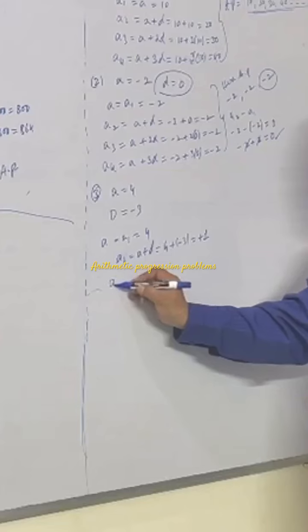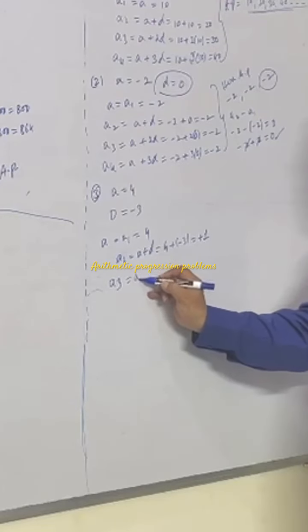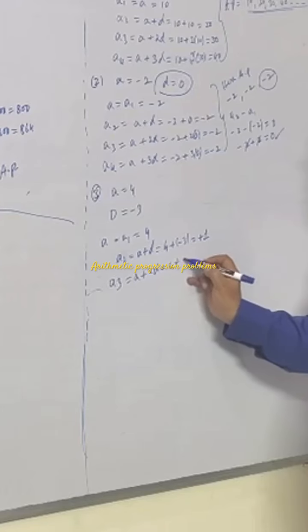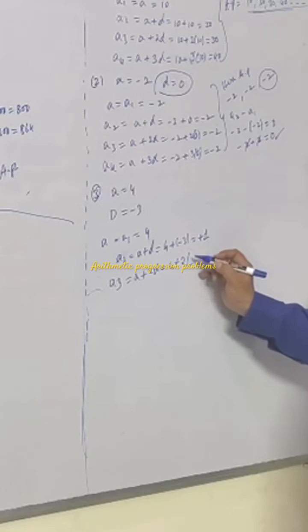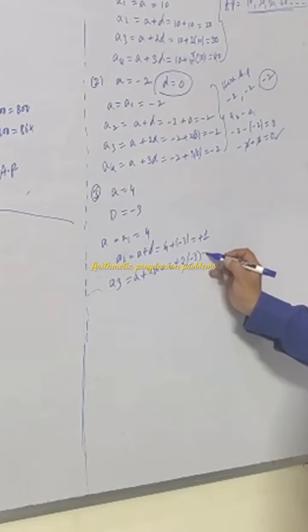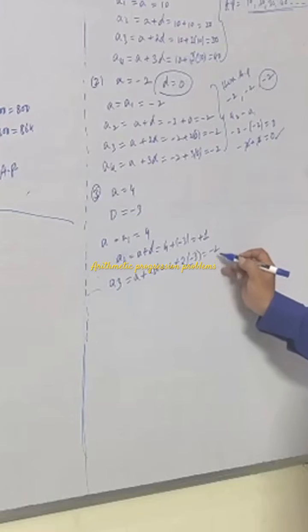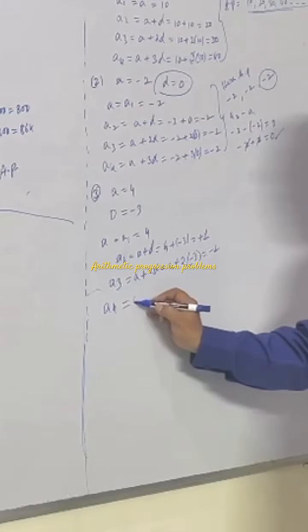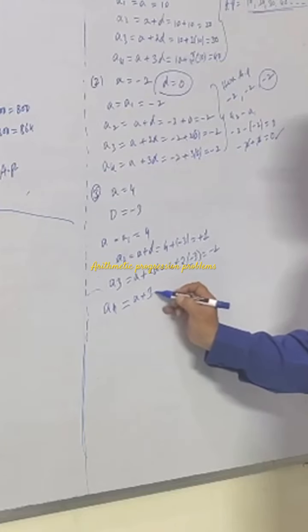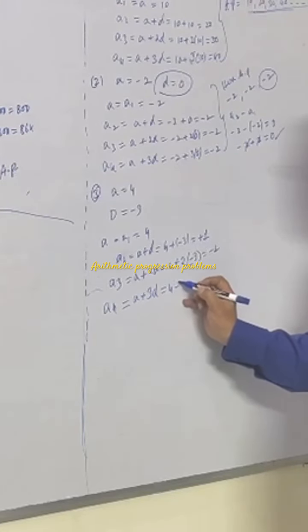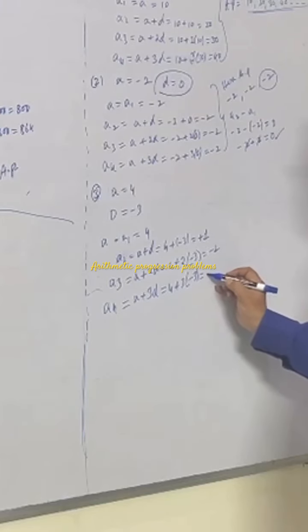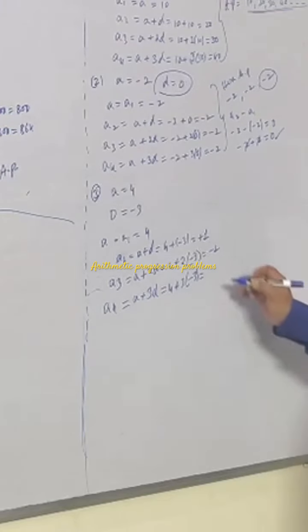Next A3. A3 is equal to A plus 2D, which is equal to 4 plus 2 into what is D? Minus 3, which is equal to -2. Next A4 is equal to A plus 3D, which is equal to 4 plus 3 into minus 3, which is -5.